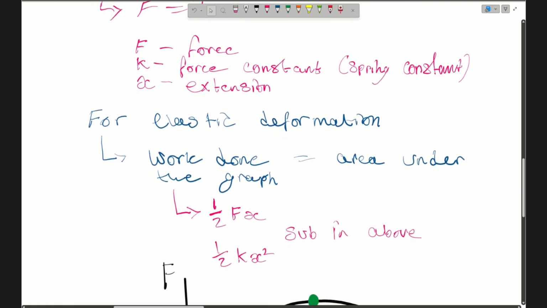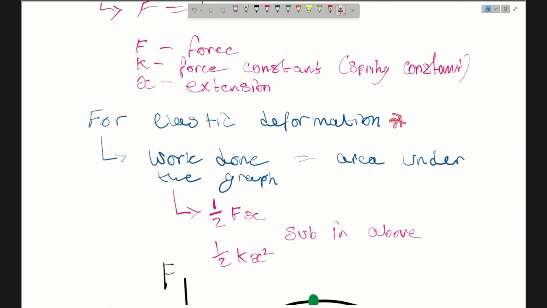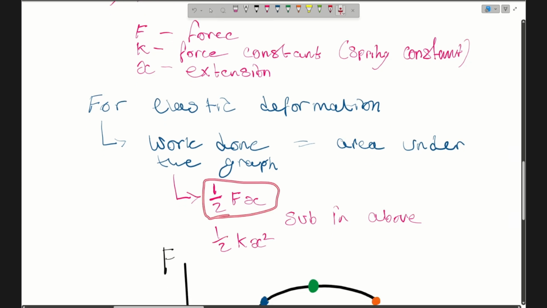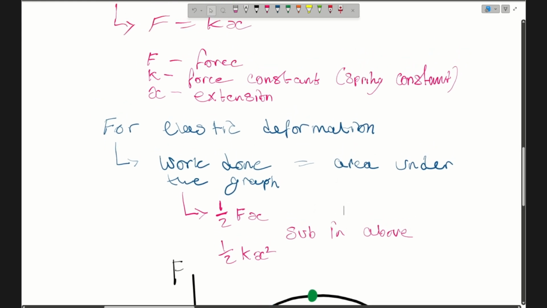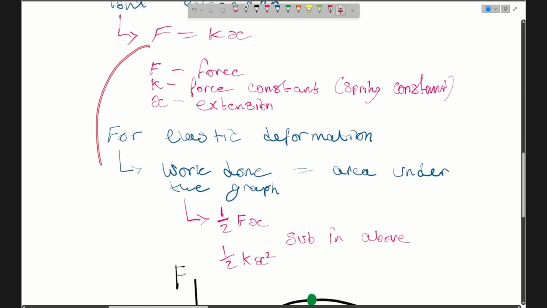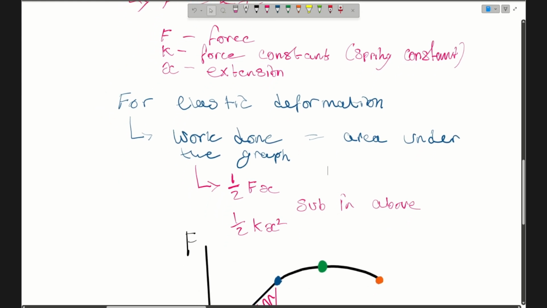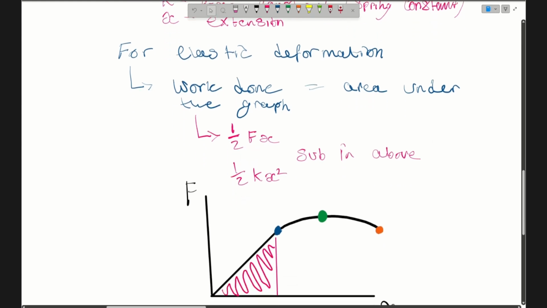For elastic deformation, as you'll see in a second, work done is the area under the graph, or is represented as this formula here. And we can sub in the formula that we have for F up here. This formula can come down into this F, to give us a half kx squared. x is still extension, k is still spring constant, or in this case, this is force. Both of these can be used, they both work, it just depends on the scenario.